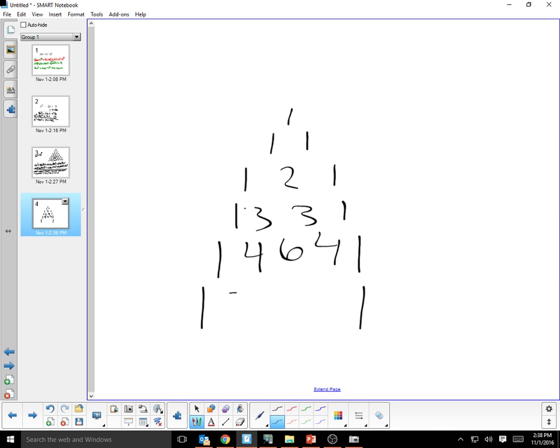So then this is going to be 5, and then 5. Then 10, 10, and it just keeps going. You see 4 and 6. Okay, this is called Pascal's triangle.